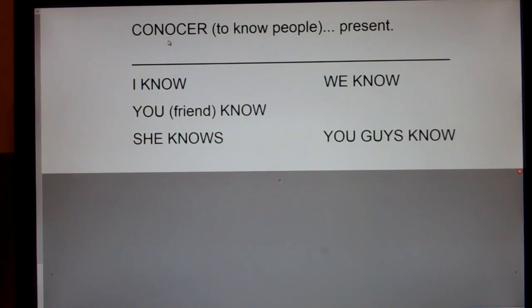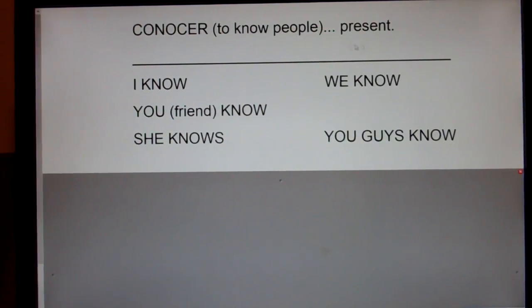This is the verb conocer, which means to know people or to be familiar with places. Now be careful, there are two words for "to know." There's saber, which means to know facts and to know how to. And then there's conocer, which means to know people or to be familiar with places.